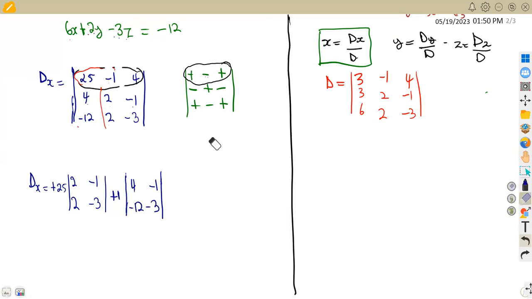So I'm going to have this time by closing the part of four. So you're going to focus with four in this row. So you're working with this row in this order, 25, minus one, followed by four. So four is also affected by a sign. What is the sign that corresponds with four? That's a plus. So it is going to be plus four. The determinant, which corresponds to if we close the row and column where there is four. So we remain with 4, 2, minus 12, and 2. So this gives us the determinant with respect to x.